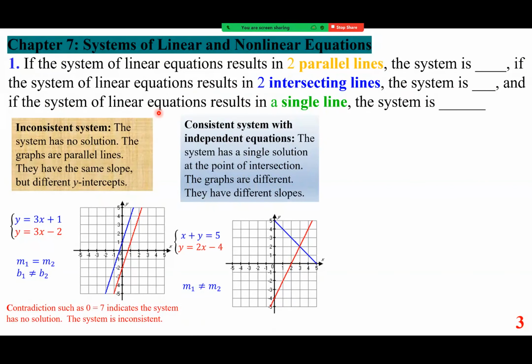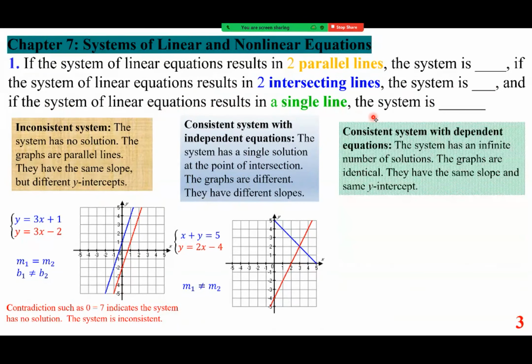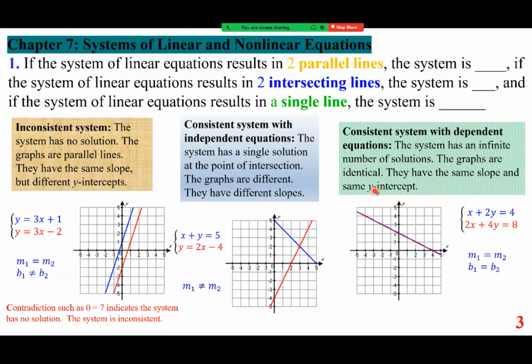And if the system of linear equations results in a single line, the system is a consistent system with dependent equations, that's the key, dependent equations. Sometimes they just call them dependent. The system has an infinite number of solutions. The graphs are identical. They have the same slope and the same y-intercept. So if you solve them for y, they become identical. They have equal slopes and equal y-intercepts. And if you solve them using substitution or addition, you end up with what's called an identity. As an example, 0 equals 0 or 5 equals 5 and things of that nature.